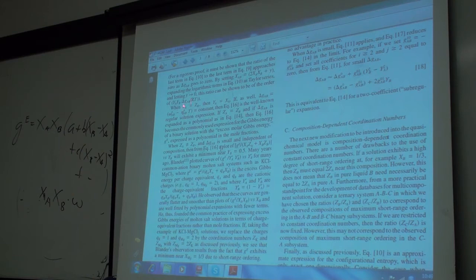So wrapping up, when ZA equals ZB, then YA equals XA, and delta GAB is then the well-known regular solution. If ZA equals ZB, and if delta GAB is expanded as a polynomial, then equation 16 becomes the commonly used expression for the Gibbs energy of a binary solution expressed as a polynomial of the mole fractions.